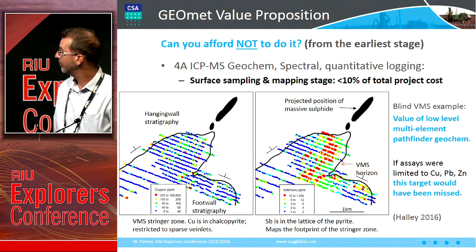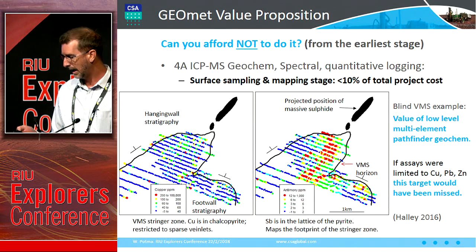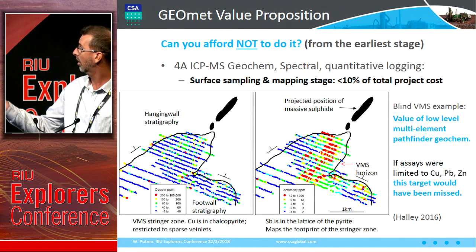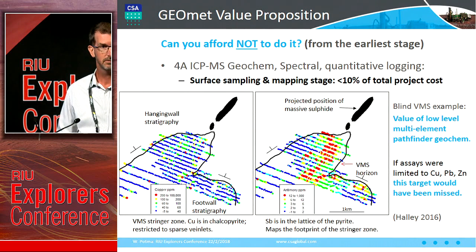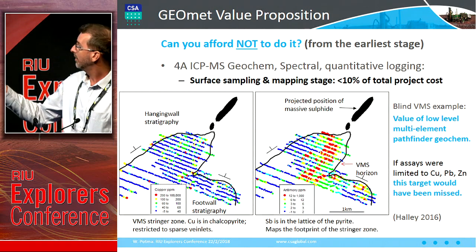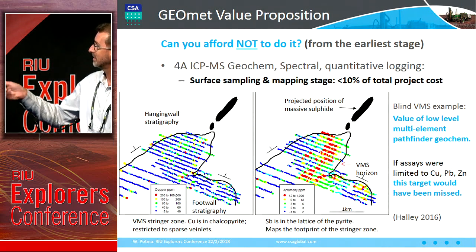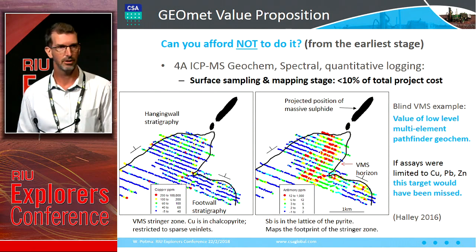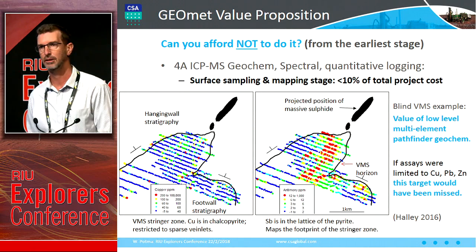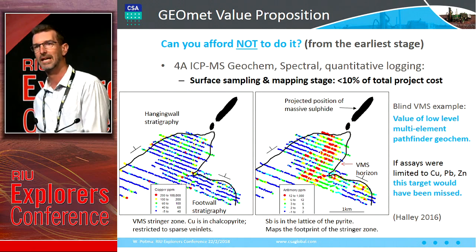Those of you who are familiar with Scott Halley's work, what you can see up here is an example of a company looking at a VMS system. There's the blind deposit, looking only at copper, lead, zinc values. The anomaly in the footwall is just not there, but if you did the multi-element geochemistry at the lower level, you just cannot miss the anomaly. So if you didn't spend that little bit of extra money, you may miss exactly what you're looking for.